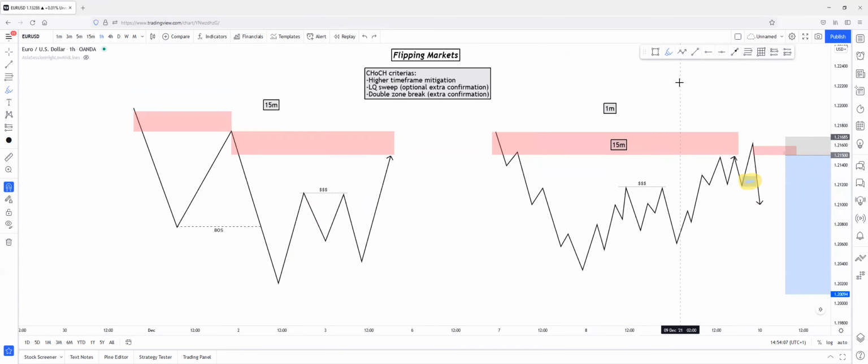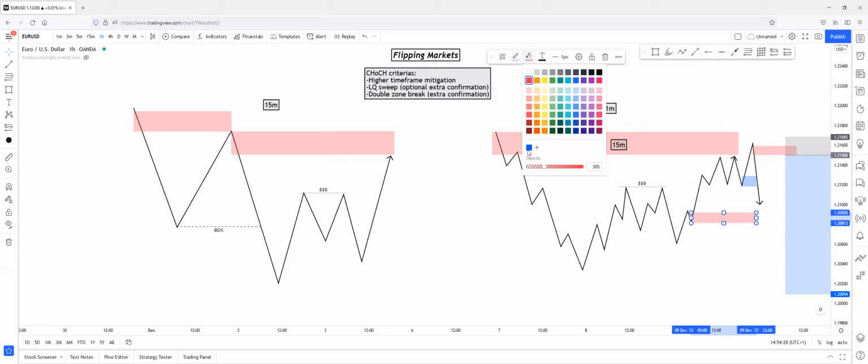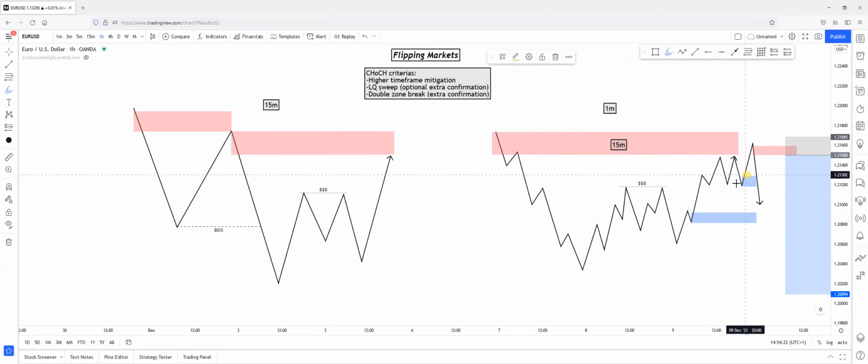And the third criteria, it's also an extra confirmation, the double zone break. If price breaks through a double demand or supply zone. So as you can see, we have this demand zone here also. This is the first demand zone up here. This is the second demand zone down here. If price breaks through this demand zone also, that will be a really strong and great confirmation for the short entries. And let's see, price only created this supply zone.